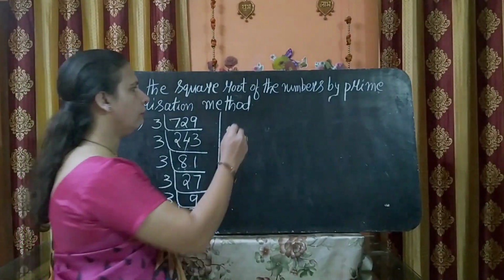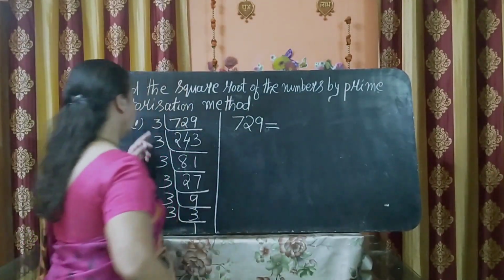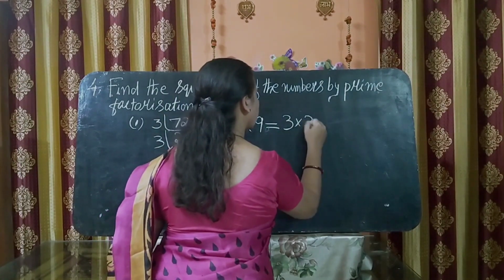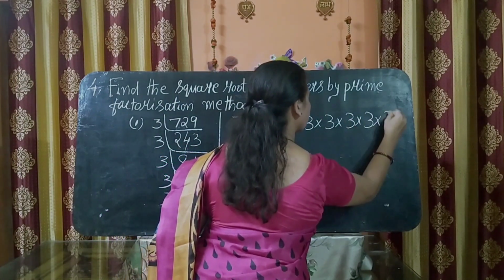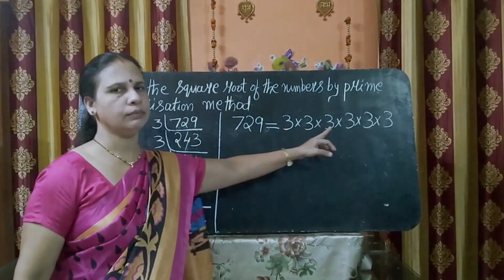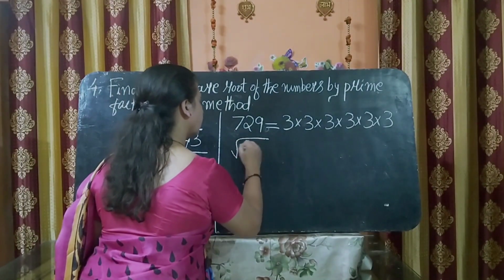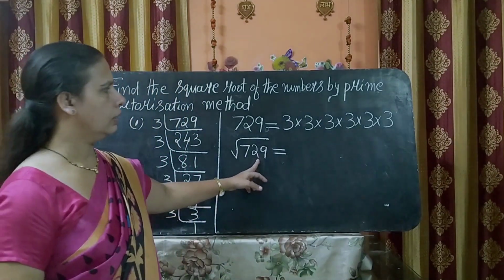So, the prime factors of 729 equal 3 into 3 into 3 into 3 into 3 into 3, that is, six 3s. Then we take the square root of 729. We have to find it out.